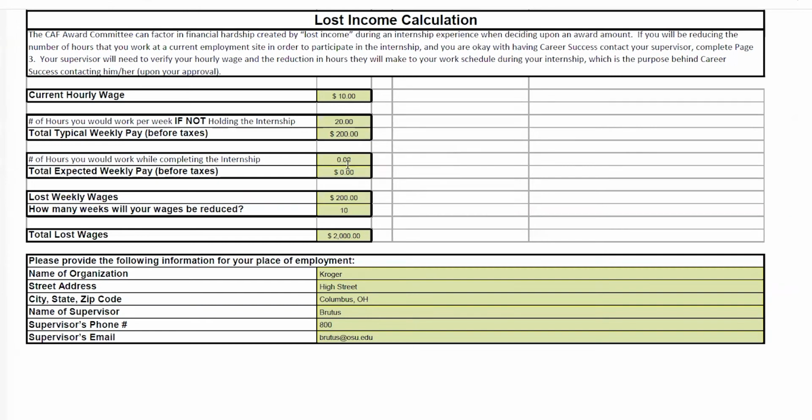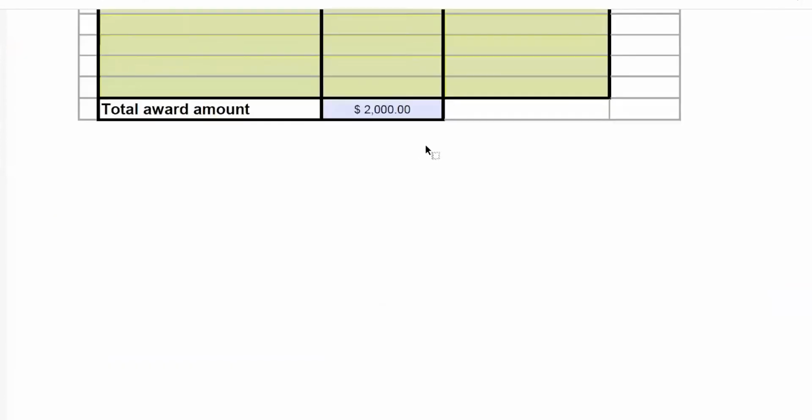While they're completing the internship, they won't be working any hours, so there'll be no income. The internship is for a total of 10 weeks. For those 10 weeks, they will lose $200 per week for a total lost wages of $2,000. So you would include here where you would be working, for example, Kroger, and the contact information for your supervisor so that we can call your supervisor and verify this information.